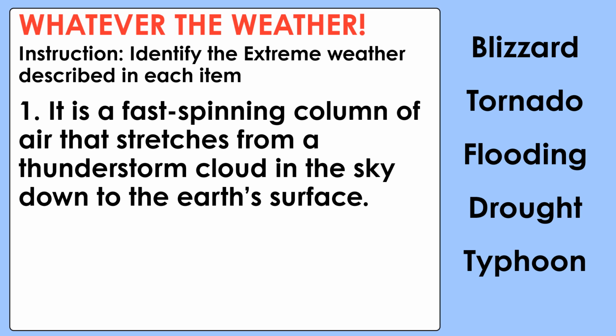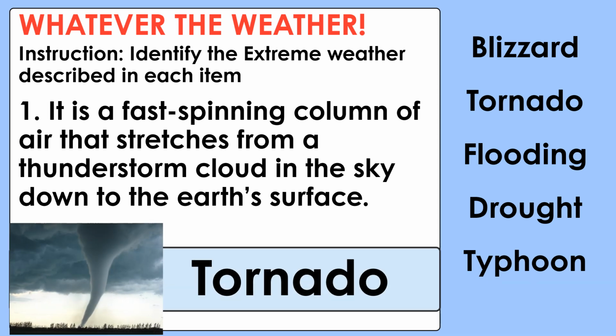Whatever the weather. Instruction: identify the extreme weather described in each item. Number 1, it is a fast spinning column of air that stretches from a thunderstorm cloud in the sky down to the Earth's surface. The answer is tornado.